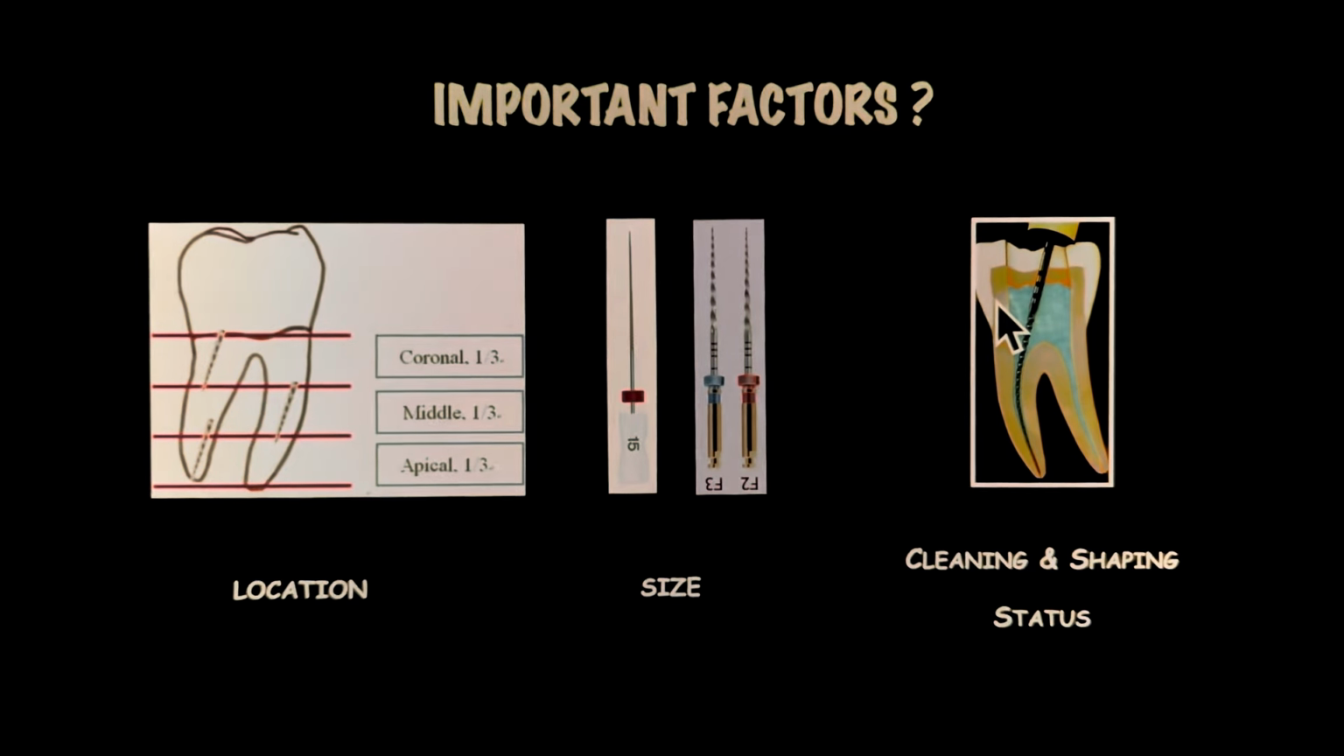Now there are three important factors when a file separates within the root canal system. First is the location. The fracture may be in the coronal third, the middle third, or the apical third. Next is the size of the instrument. It may be a smaller file, like a 10K or 15K file, or a larger file like F1, F2, or F3, or a fixed taper 25 6%, 34%, whatever it is. The third most important factor is the cleaning and shaping status.